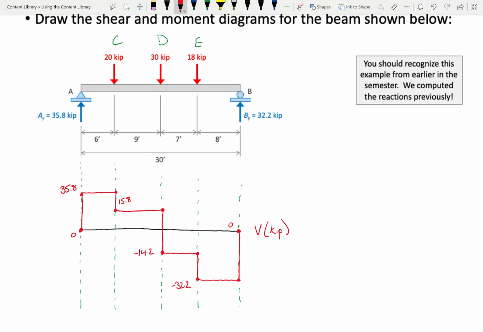Let's look at the moment diagram. How do I generate the moment diagram? I integrate the shear diagram. But what is integration if not just finding the area under a curve? Okay, let's keep this real simple.